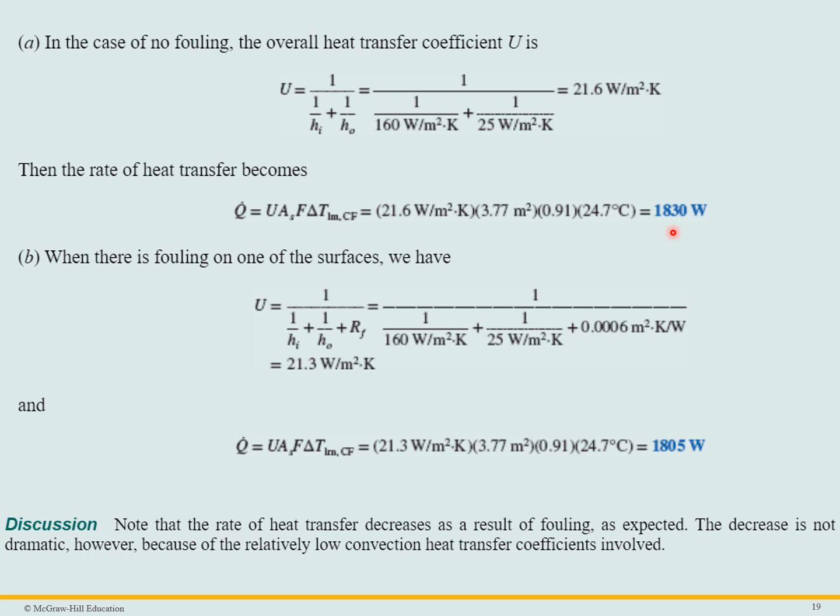So if there's fouling on one of the surfaces, then we have to calculate with a new U value, which the only difference is you add this R_f factor, the fouling factor. You calculate that as 21.3. So the Q value again looks the same. The only difference is U changes, 1805 watts. So it went down a little bit as a result of fouling, as expected.